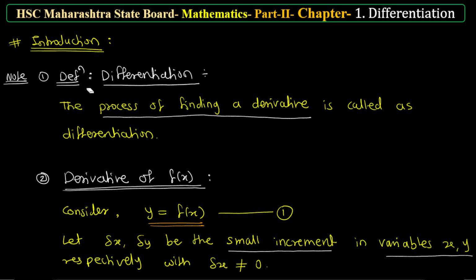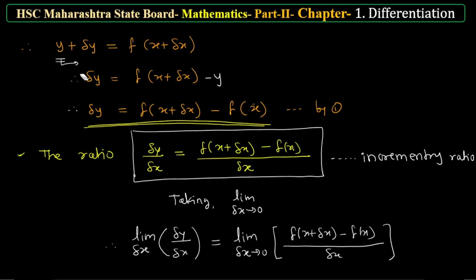परत एकदा ओव्हरलुक करूया. Differentiation. The process of finding the derivative is called as the differentiation. Derivative of f of x means, suppose here consider y is equal to f of x. Let delta x, delta y be the small increment in a variable x and y respectively, with delta x which is not equals to 0, y plus delta y, and here x plus delta x. Delta y and delta x, that is the small increment in variable y and in variable x.